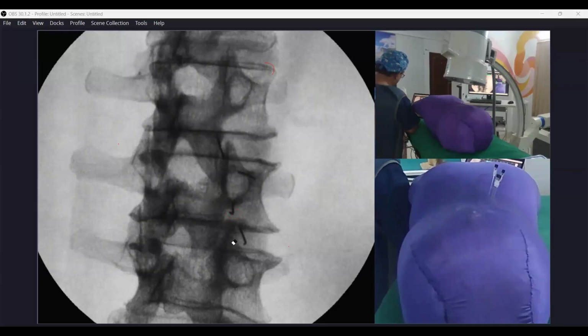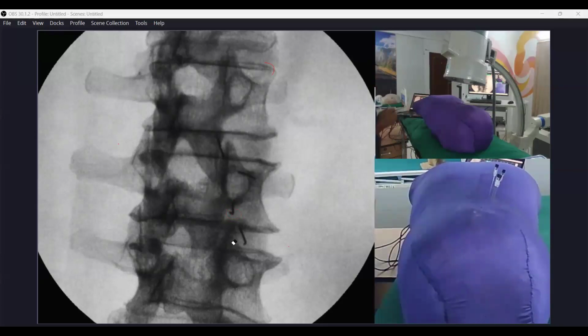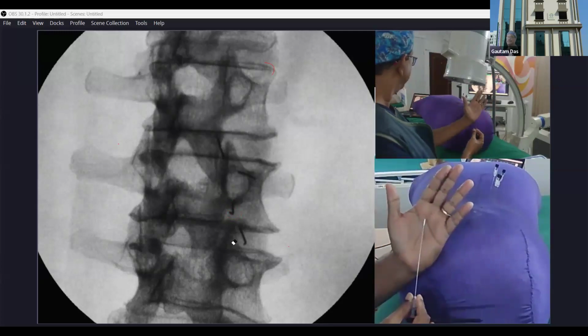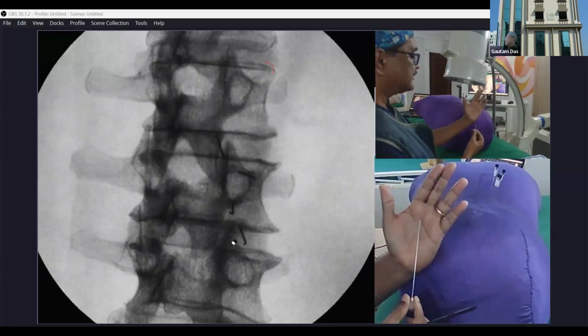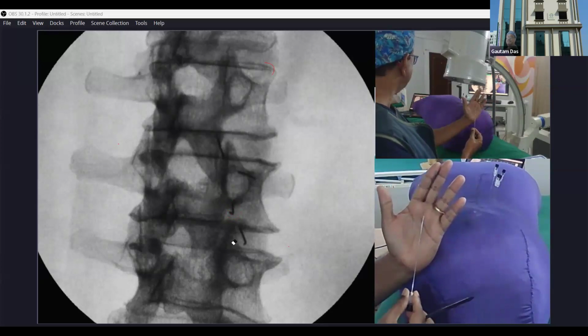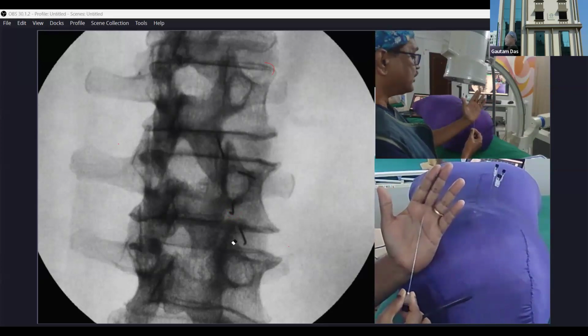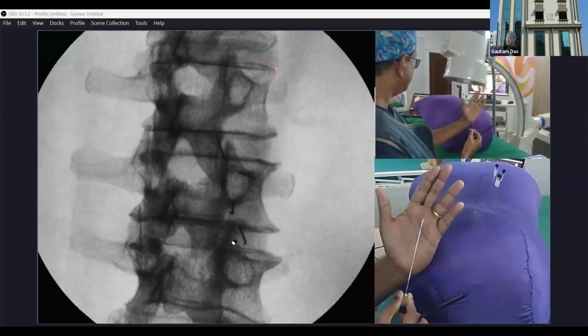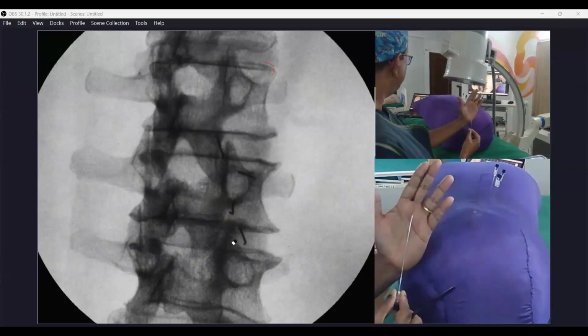And how far from the tip? Can you see this? This much bend. It is a very minimal bend, around half a centimeter to 1 centimeter from the tip. Okay, sir. A very minimal bend is there.